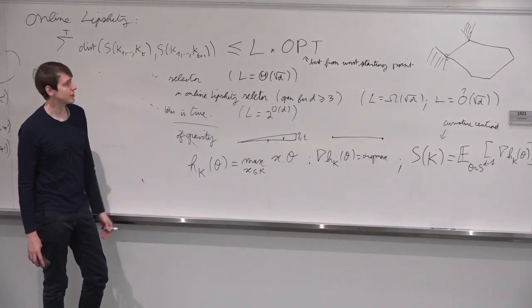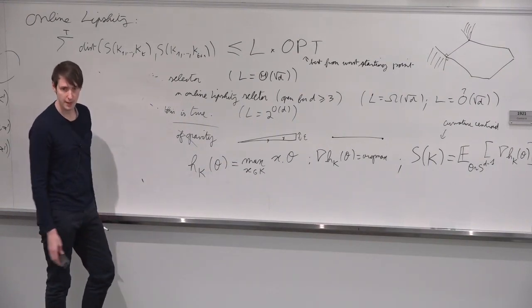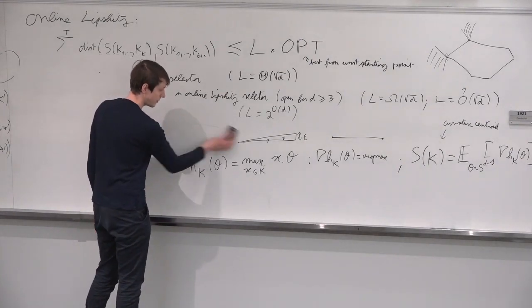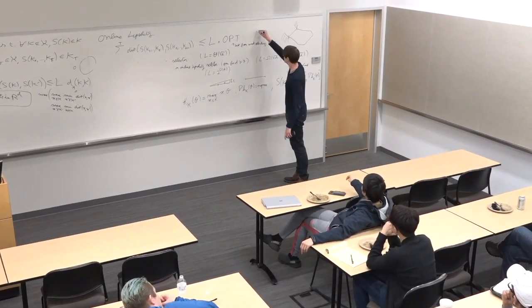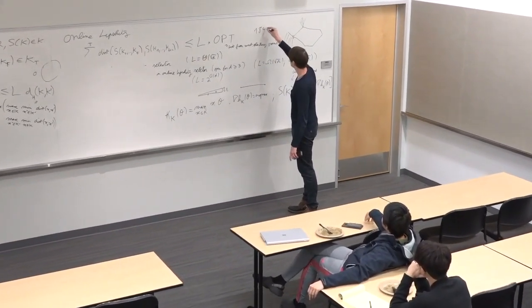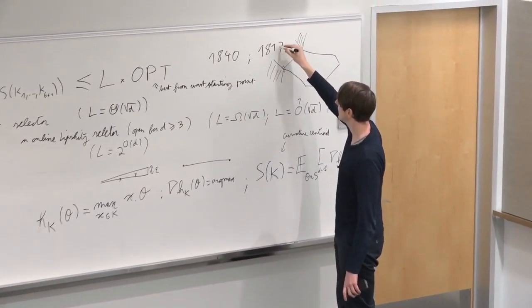I would really like to understand if there is a more hands-on version of this proof. And this I don't know how to do. So why was Steiner point introduced in the first place? Excellent question. So it was introduced in 1840, and it was to solve a problem published in 1817.